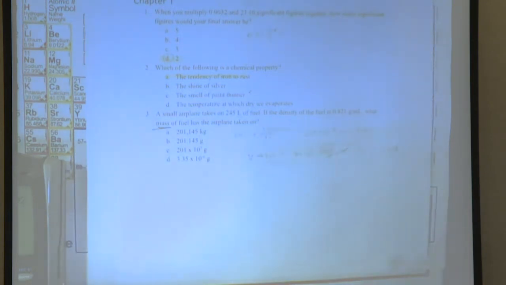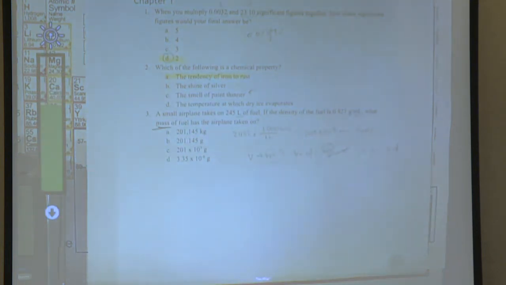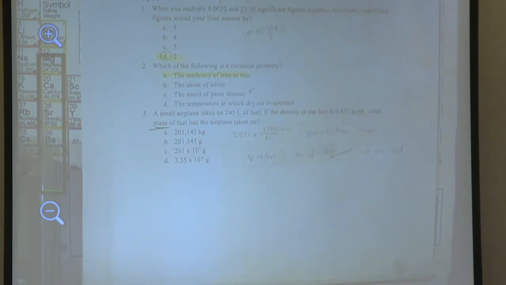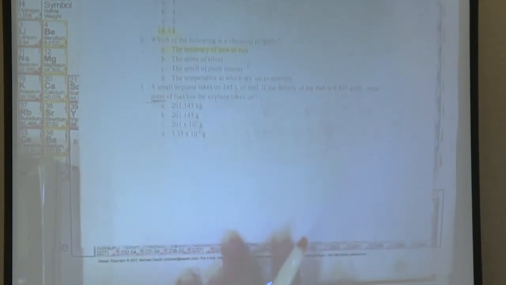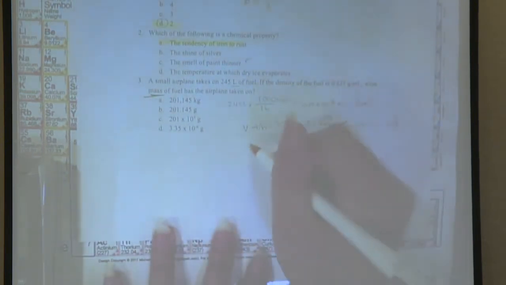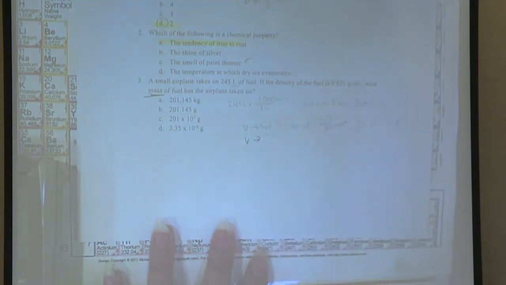Oh yeah, I'm sorry. Let's see. Is that better? Zach, can the front lights go off? Well, how about this? Can you guys see this better? Yeah? Okay, then I'm just going to write in pen.